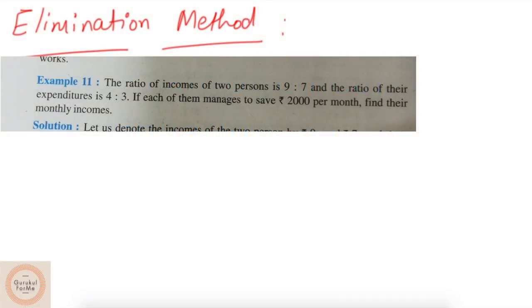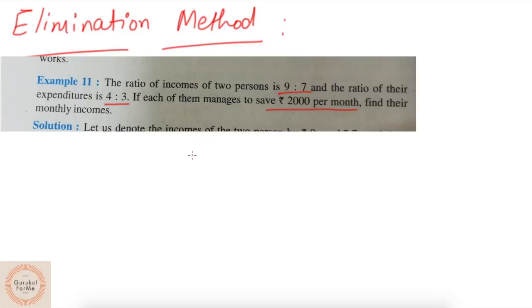So let's look at what is elimination method. Let's look at example number 11. It says the ratio of incomes of two persons is 9:7 and the ratio of their expenditure is 4:3. If each of them manages to save 2000 per month, find their monthly income.